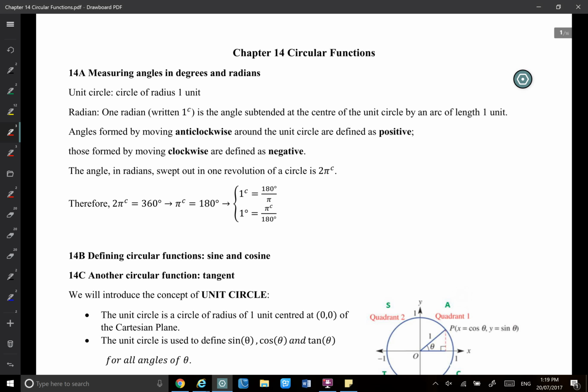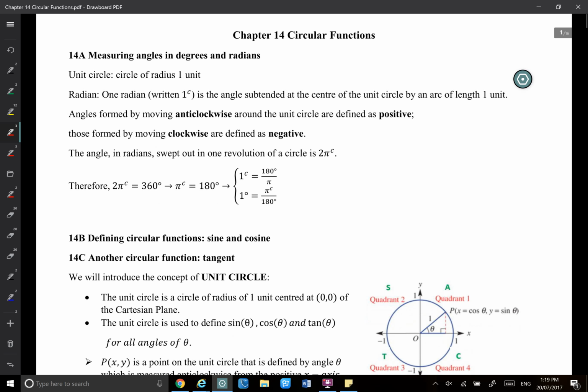Chapter 14, circular function. It will be exactly the same thing for year 12. You will learn the same thing again in year 12. Nothing is going to change. I will teach you exactly the same standard as what year 12 requires: measuring angles in degrees and radians.